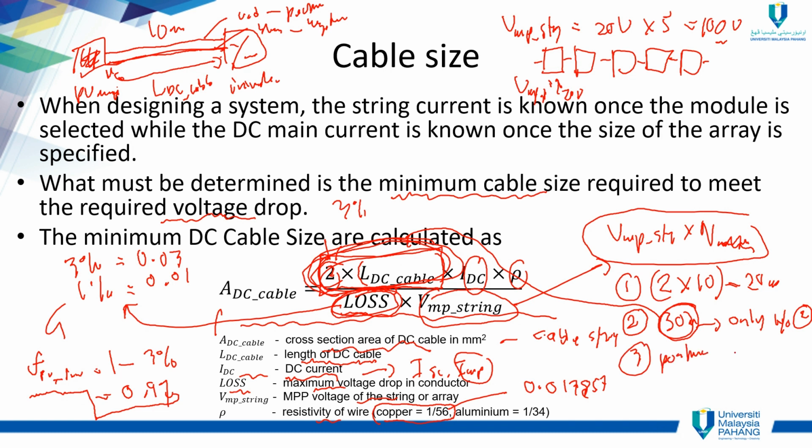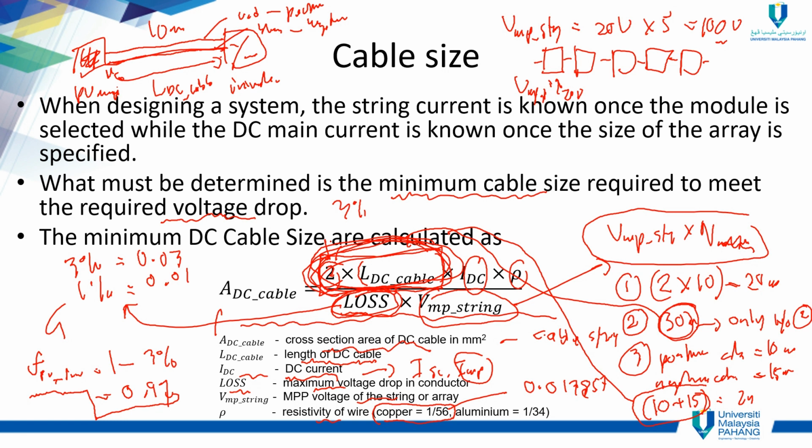Positive cable 10 meters. Negative cable 15 meters. Okay, for this case, we are going to write like 10 plus 15, which is total 25. But the clue here, 10 plus 15 will replace this 2 multiply with LDC cable. Boleh? Boleh tak?